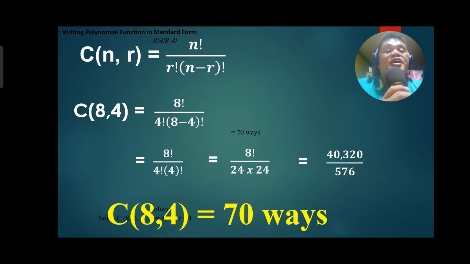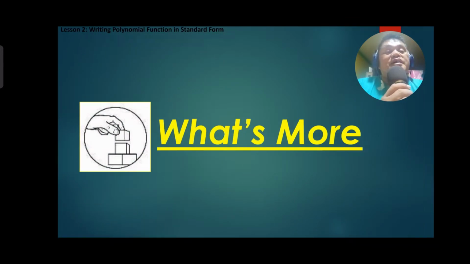The same as using the cancellation method. The combination of 8 people taken 4 members at a time gives 70 ways, or 70 selections. Other questions? So what's more? I will give you an evaluation.